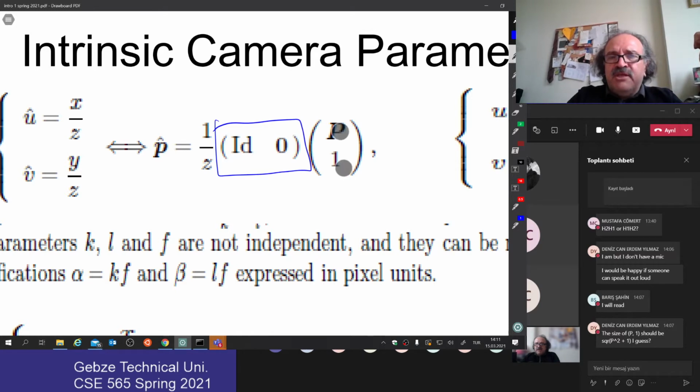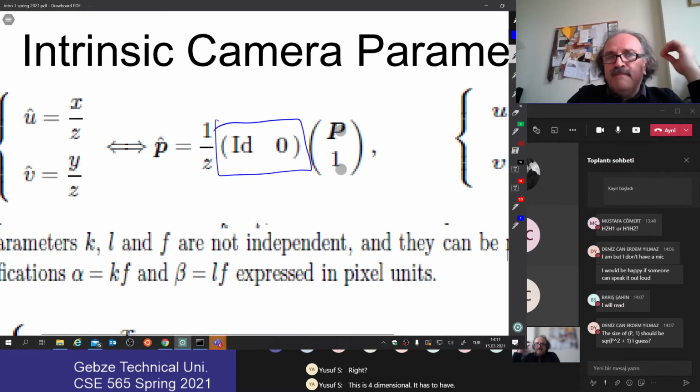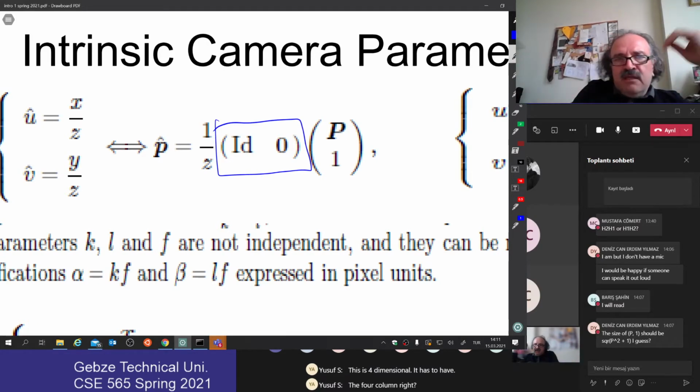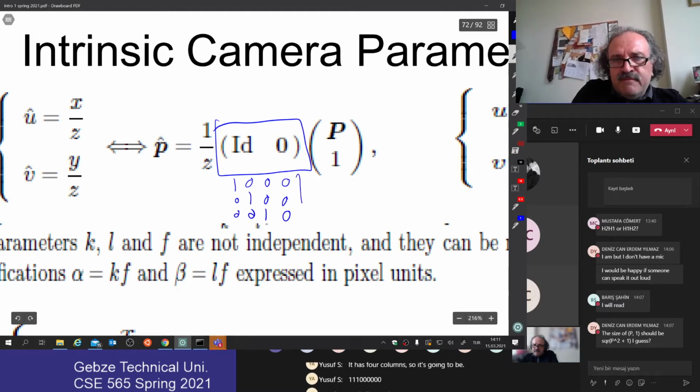Since this is 4-dimensional, it has to have 4 columns, right? So it's going to be 1, 1, 1, 0, 0, 0, 0, 0, 0, and all zeros here. And this is x, y, z, 1.